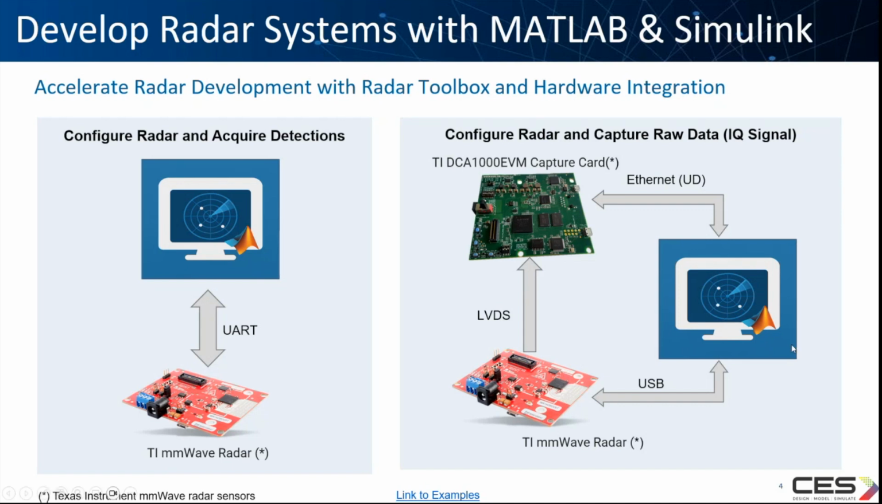The second workflow is about getting the IQ signal from this hardware. And that can be done using another board or a card. It's called TI DCA 1000 EVM. So in MATLAB, you're going to get the IQ signal. And this IQ signal can be used for radar signal processing algorithm testing and verification. I have linked here some examples for you to explore later on as we are going to share these slides along with the recording.